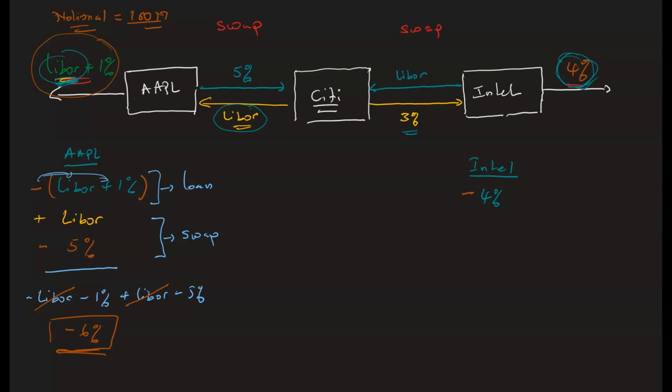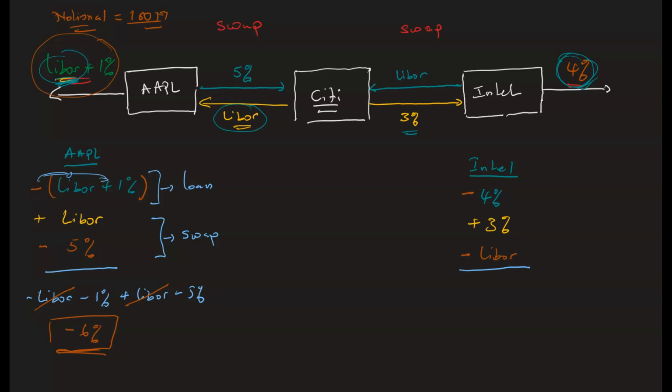And in addition to that, they entered into a swap agreement. What was that swap agreement? Well, the swap agreement was the following. They were to receive 3% from Citi, so we're going to say 3% here. And in addition to that, they were to pay LIBOR to Citi. So we're going to have minus LIBOR.